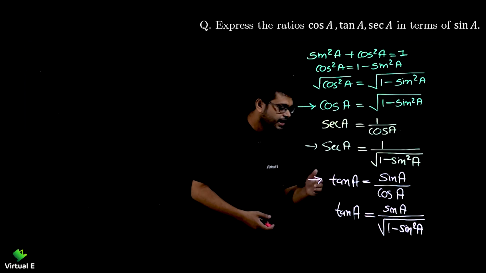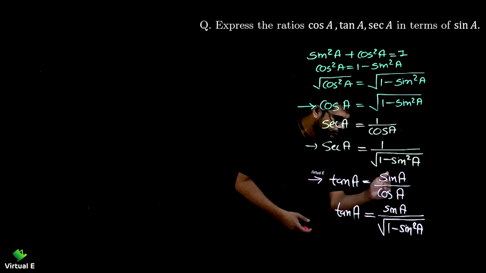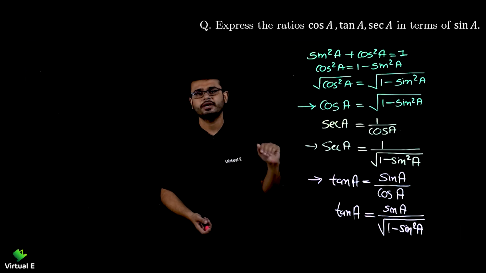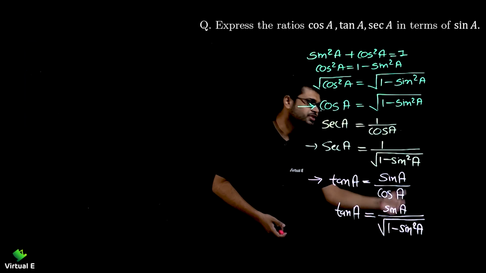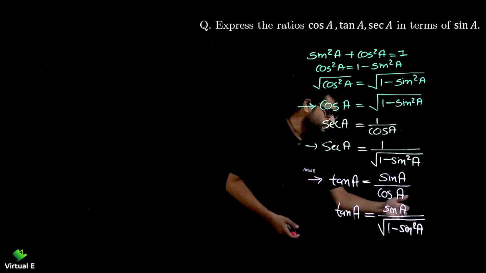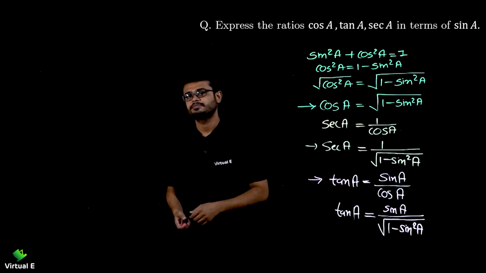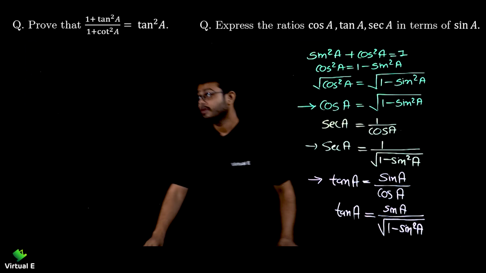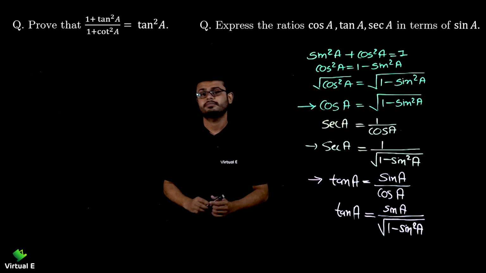So for tan A, it is equal to sin A over cos A. The numerator is already sorted out. We need to substitute the value of cos A. We already have it. So substitute the value and we are done there. Let's discuss the next sum. Here we need to prove something.